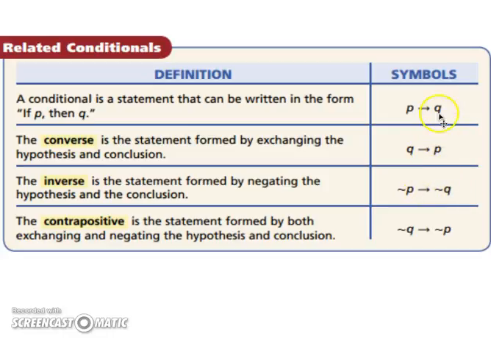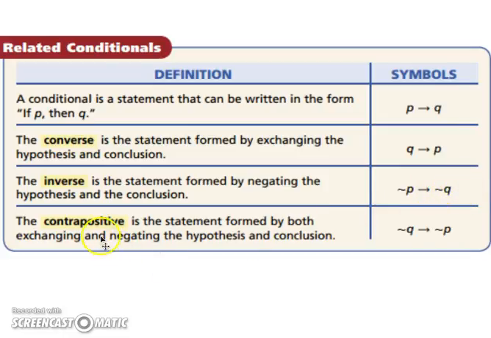So to repeat those three, you have if P, then Q. The converse, just flip your hypothesis and conclusion. So if Q, then P. And your inverse, you're going to go back to your original order and just throw a not in front of things. So if not P, then not Q.